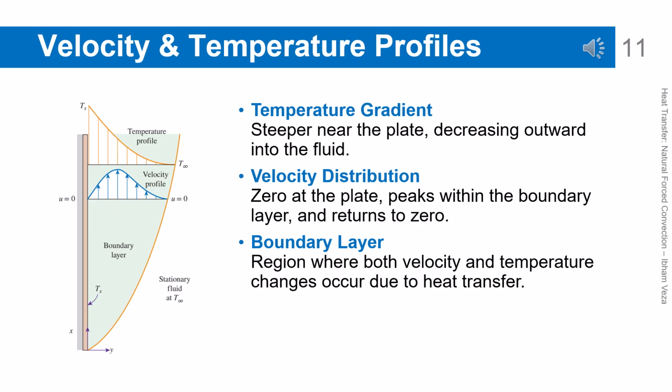Velocity and temperature profiles. The temperature profile shows the steepest gradient near the heated wall. The velocity profile is 0 at the wall, increases to a maximum, and then decreases again. The region where these changes occur is called the boundary layer. Inside this layer, viscosity and heat conduction effects are dominant. Understanding these profiles is essential for developing convection heat transfer correlations.